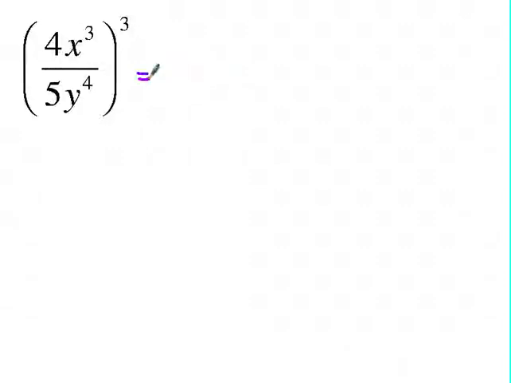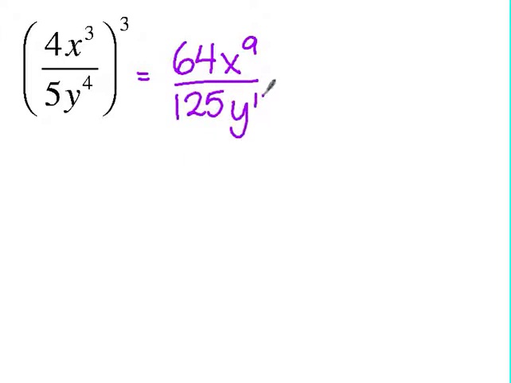All right, what'd you get? 64 x to the 9th over 125 y to the 12th. Okay, good. Is he right? Yep. Good job, because we distributed that cubed to each of the 4, the x, the 5, and the y.